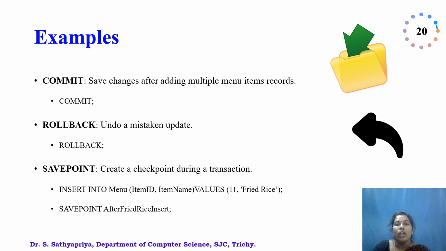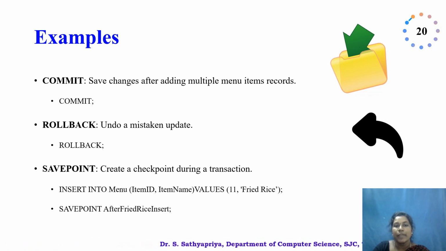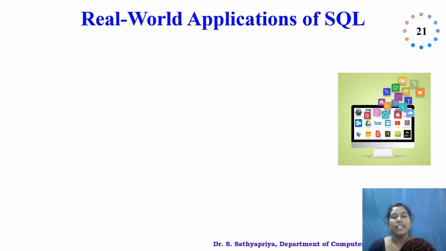For example, while adding several menu items, you create a savepoint after inserting fried rice. If a mistake is made later, you can roll back only the changes after fried rice while keeping the earlier updates. SQL is everywhere. Let's see some practical examples.